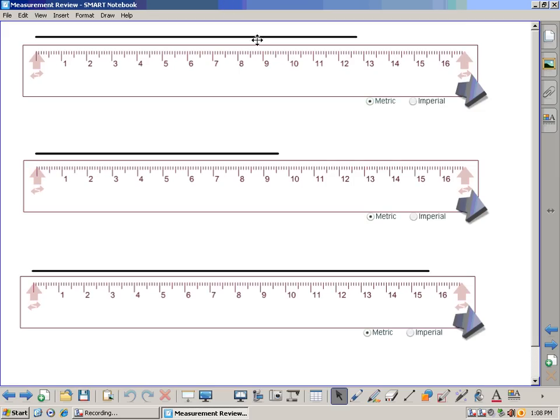Rulers will often have two sides to them. One side is the metric side. This side has very small spaces between the numbers, and there are 10 spaces between each number. The little spaces are millimeters. The larger spaces between the whole numbers are centimeters.